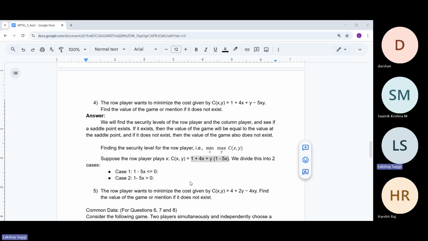But also note one more thing I wanted to point out: even if you do it using partial derivatives, you will get a solution, right? But you will still have to verify if it is a saddle point or not. Because if you solve for this fourth question using partial derivatives, I believe you will arrive at some kind of a solution. But I don't think that solution is actually a saddle point.